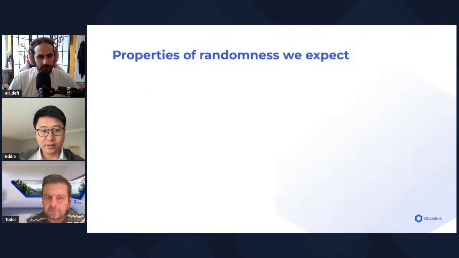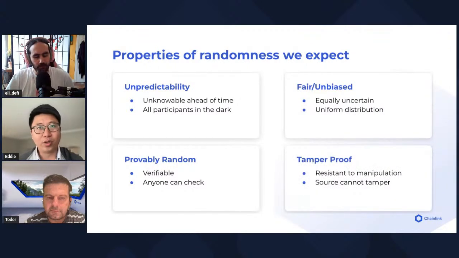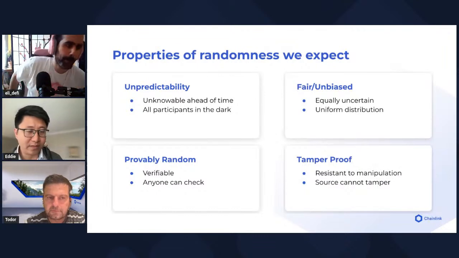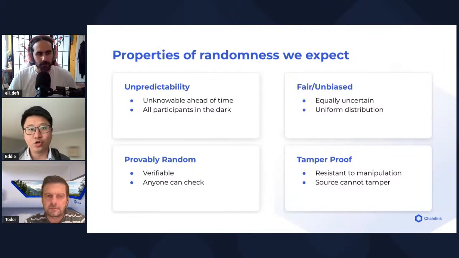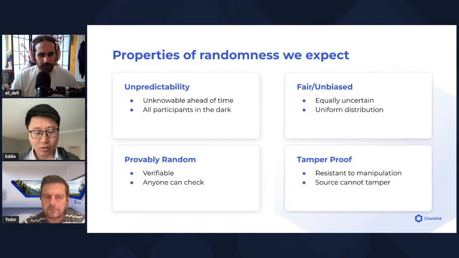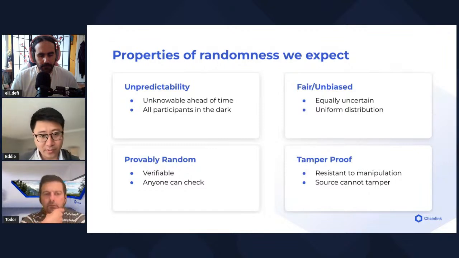Let's go to the next slide. This is why we want a better solution to address this issue. What we're expecting, first of all, is unpredictability. No one should know anything ahead of time. All participants should be in the dark when they're requesting this randomness. Then the algorithm, from the cryptographic perspective, needs to be fair. Everything should be equally uncertain, so there are no lucky odds or favored odds from this algorithm while we're generating randomness.